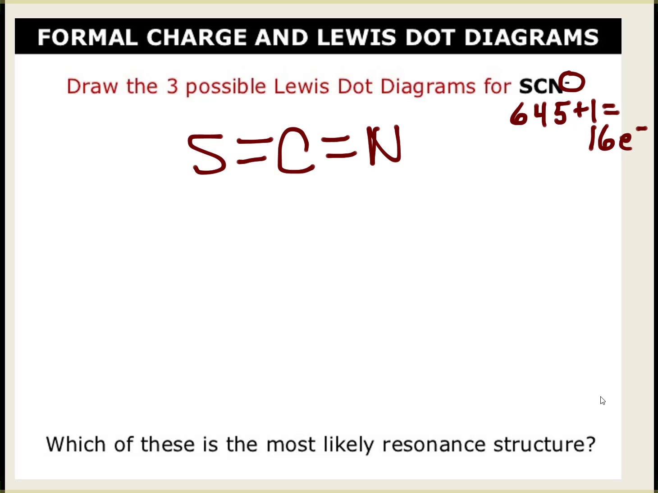So I need to have 16 electrons. I have 8 so far. So let's give everything their octet. And I do have 16 around there. 8 plus 8, 16. Okay.